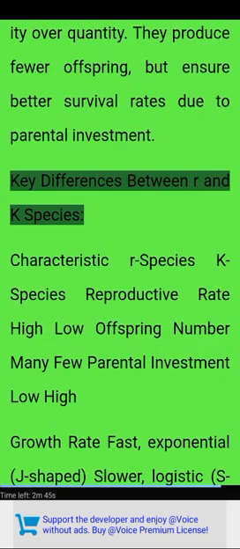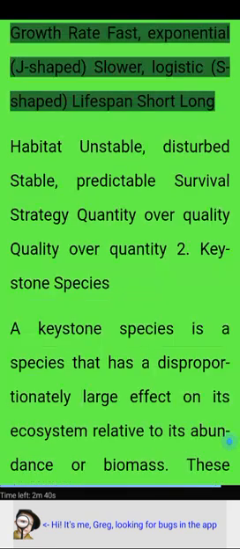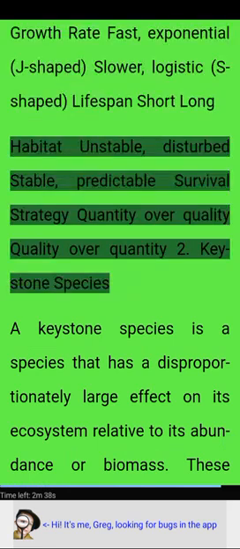Key differences between r and K species. Characteristic, r species, K species. Reproductive rate: high, low. Offspring number: many, few. Parental investment: low, high. Growth rate: fast, exponential, J-shaped; slower, logistic, S-shaped. Lifespan: short, long. Habitat: unstable, disturbed; stable, predictable. Survival strategy: quantity over quality; quality over quantity.